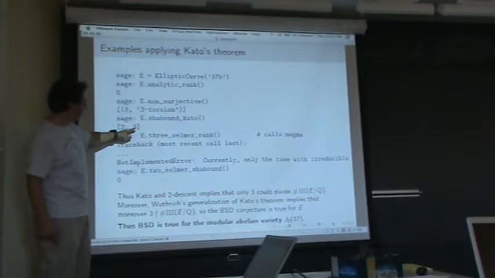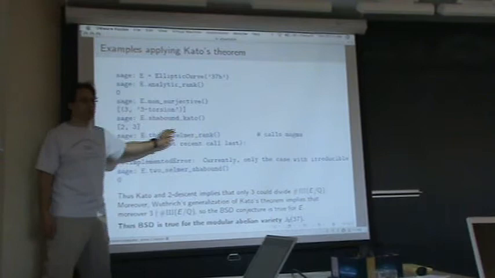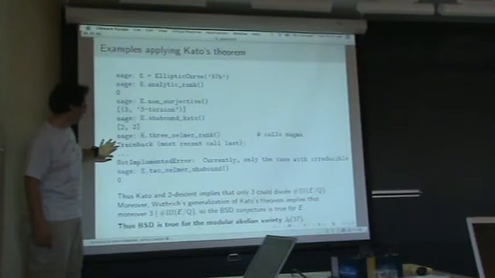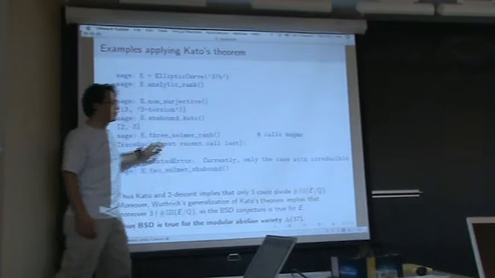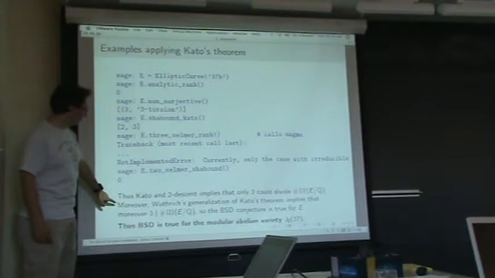There's no implementation in Sage of this, but this will call Magma if you have it on your computer and try to compute it. It turns out there's rational 3 torsion, and the 3-Selmer rank command that I know of in Magma, correct me if there's a better one, it doesn't actually work in the case when there's rational 3 torsion, or when the mod 3 representation is reducible. So this fails.